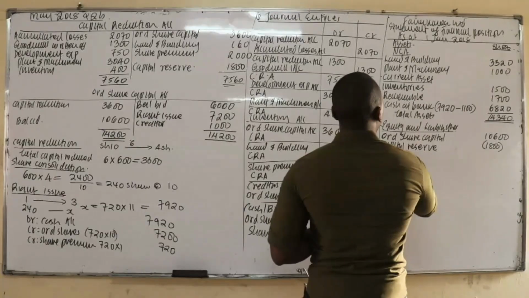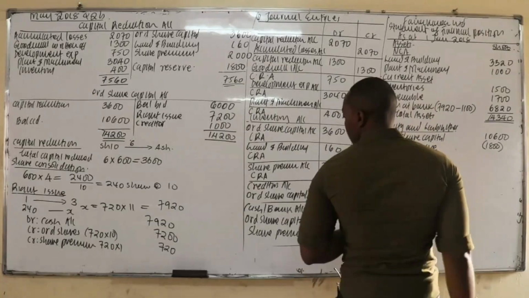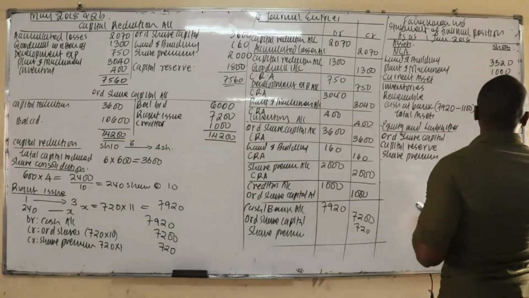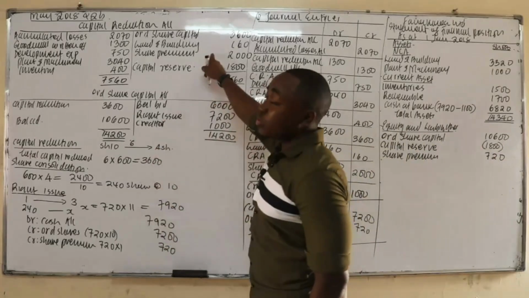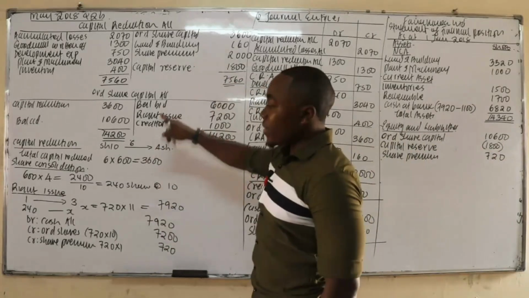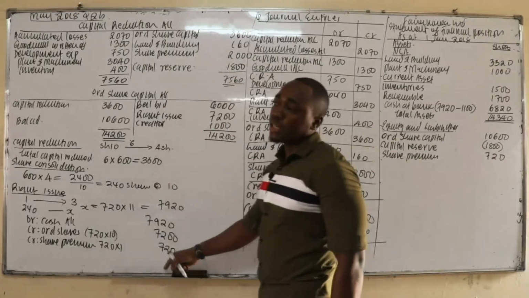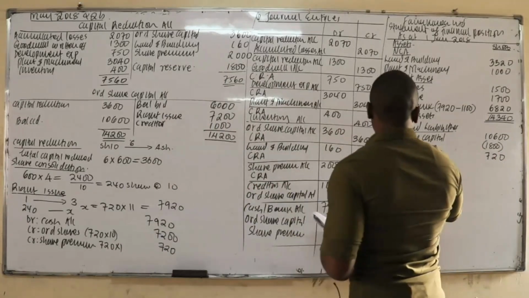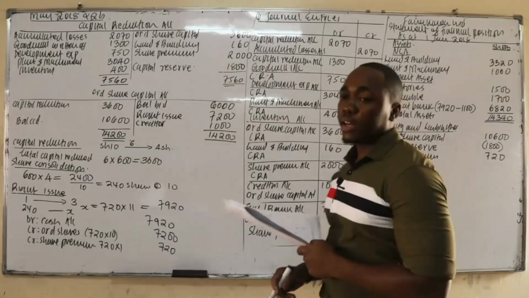Good. Then accumulate share premium. Also, we have share premium. An amount of? It was an amount of? Good. 720. The 2,000 was utilized in capital reduction. But through the rights issue, we issued at a premium of 720. Good. Non-current liability. What do you have to the non-current liability?